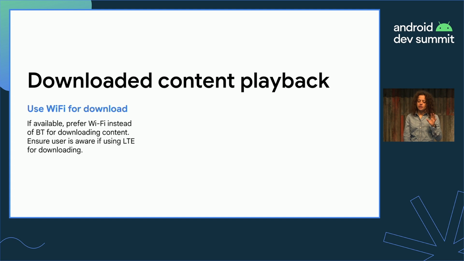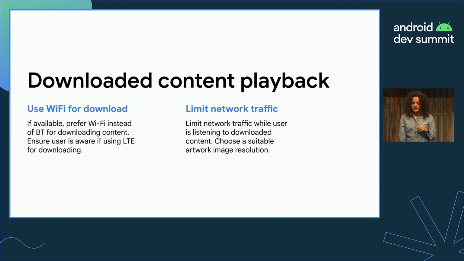Wi-Fi is the best choice in terms of performance for downloading media content, instead of using the Bluetooth connection on the phone. If a user is on an LTE plan, it's a good idea to check if the user is available, that the download operation will use the LTE plan, and potentially become an expensive operation.